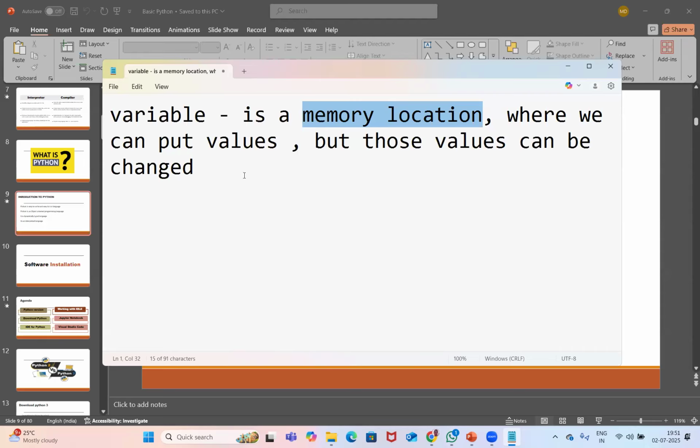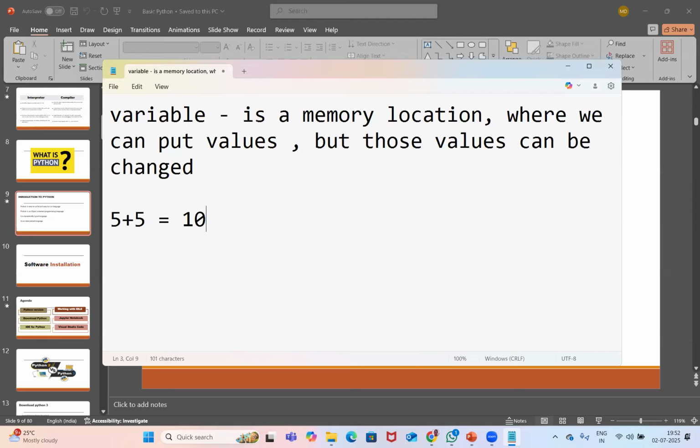Whenever you are writing something, for example in a calculator, 5 plus 5, this 5 is stored in the memory in a proper location. This plus is also stored in the memory in a proper location. Everything is stored in the memory, and only then will it give you the answer. The computer needs to store everything in its memory, then only it will show you the answer. This is the very basic concept of computer.